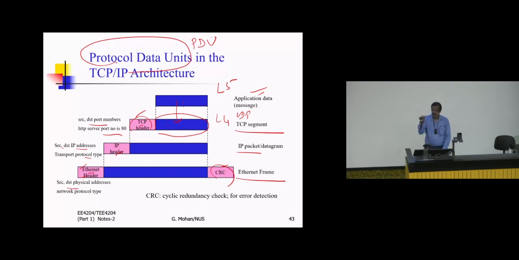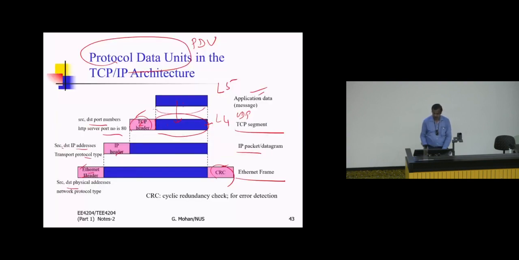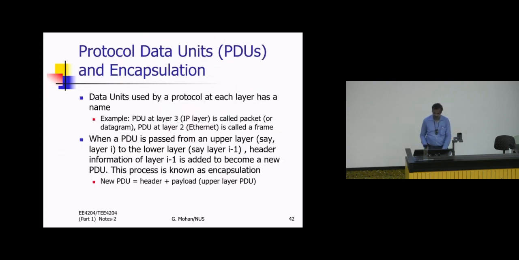Now, the generic term is PDU, protocol data unit. At a layer there's a protocol, and the data used there is called a PDU. The lower layer gets the upper layer PDU and wraps it with its own header, meaning it adds its own header. This process of wrapping the upper layer PDU with a header to form the lower layer PDU is called encapsulation.